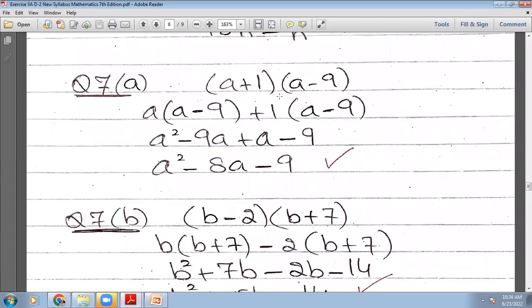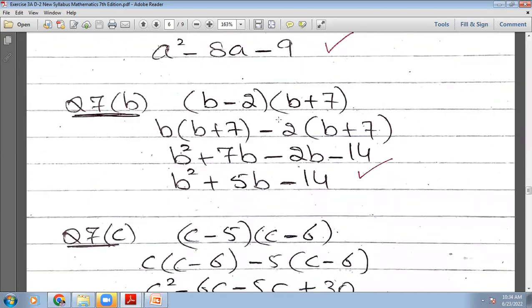So these two brackets are multiplying basically. The first member here will multiply with this bracket, then this second member will multiply with this bracket. So you can see a bracket (a − 9) plus 1 bracket (a − 9). So it will become a² − 9a + a − 9. So a², it will be minus 8a minus 9. Hopefully you understand.